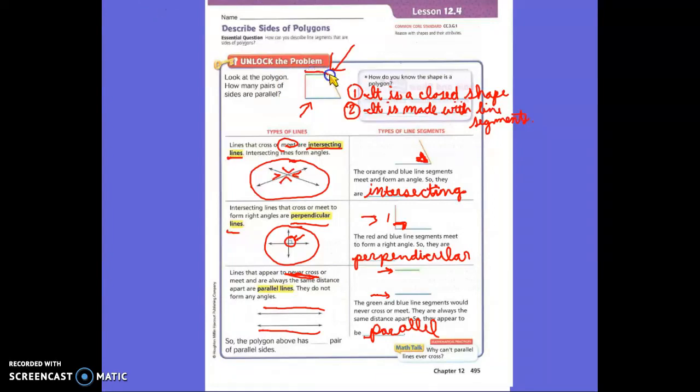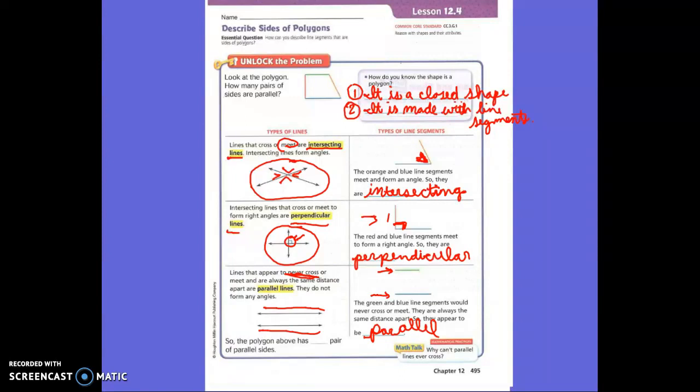Are the green and the blue parallel? Yes, the green and the blue are parallel because they're the same distance apart and they are both straight. They're not the same distance apart. They are. The bottom part is longer. It doesn't matter if it's longer, they're still the same. They're the same distance this far apart. It doesn't matter if they're longer.